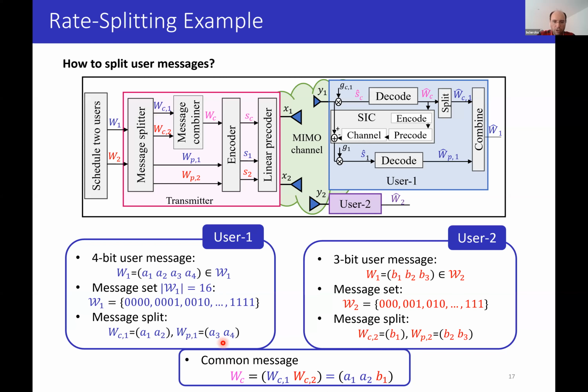S1 would encode the private part. So I'm going to have 2 bits. For instance, I use a QPSK here. And here I have 2 bits again, and so I use a QPSK.